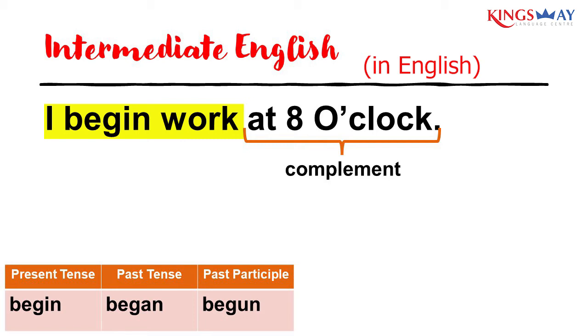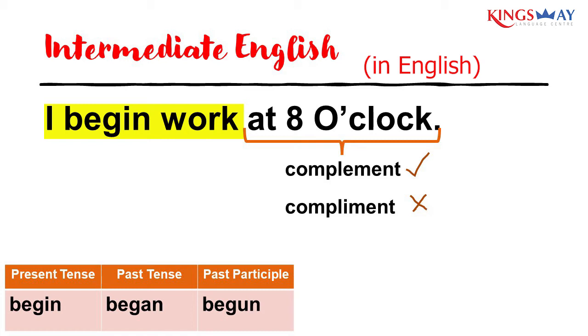C-O-M-P-L-E-M-E-N-T. Something necessary to complete something else. The difference is in the spelling. One has the letter I and the other has the letter E. How do we remember this? The word complete has E in it, not I. Therefore, something necessary to complete something else is complement. C-O-M-P-L-E-M-E-N-T. I mentioned this by the way. Let's get back to the original point.